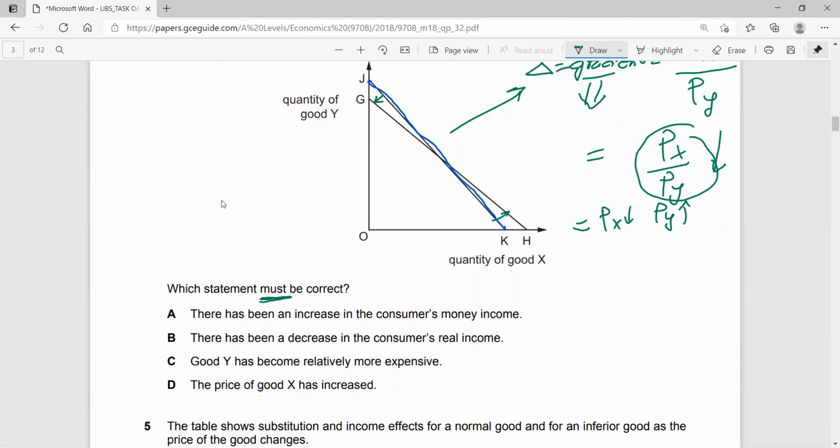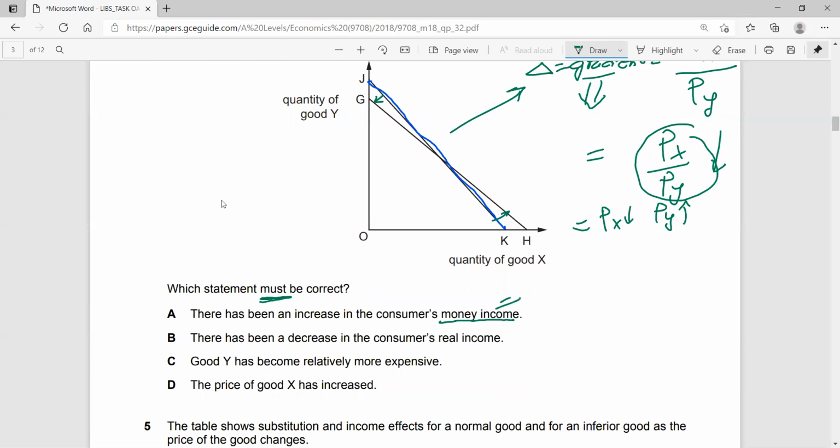Part A says there has been an increase in the consumer's money income. Now this is important. Real income is very different. Real income takes into account prices so that you can figure out your actual purchasing power, right? Like how real income takes into account inflation. Money income doesn't take into account prices.